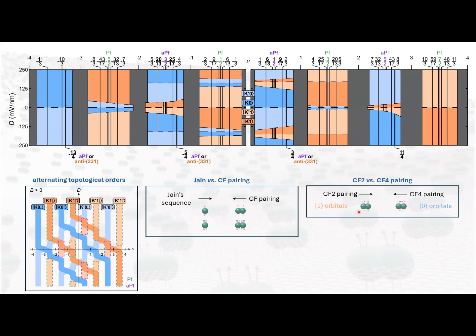Exactly. So the answer is no. There is no theoretical explanation why composite fermions of four fluxes happen at the zeroth orbital. When I showed this together with David and Adi, they didn't have an explanation. That's why I listed it here, because it's an open question. It's not clear why it is.